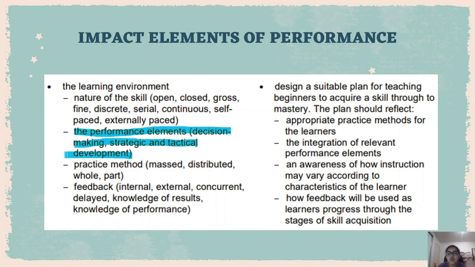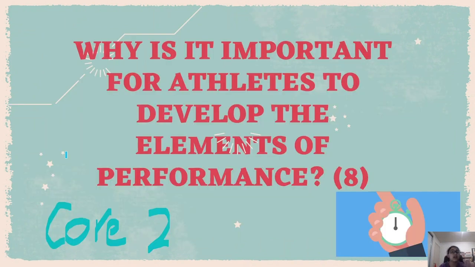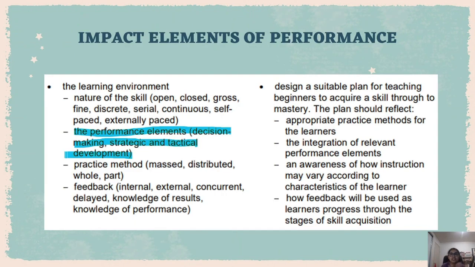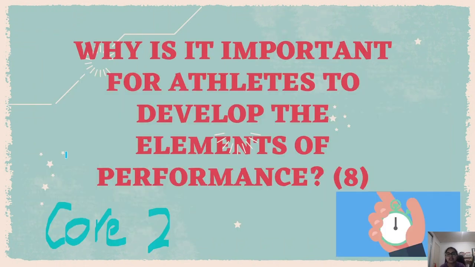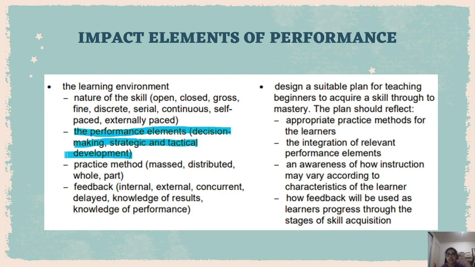So here, because it's an 8 marker, I'd have an intro: it is important for an athlete to develop the elements of performance, which include strategic and tactical thinking, and also decision making. And then I would probably have a paragraph on each. Now, with a question like this, it doesn't say provide examples, but you have to provide examples. I'll give examples for each of them.